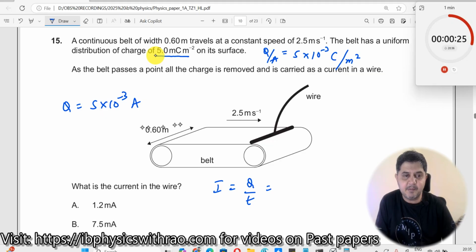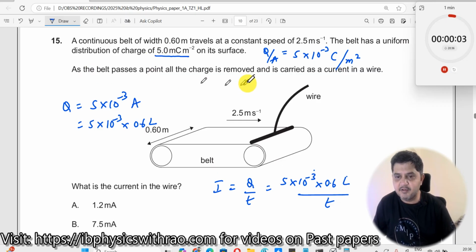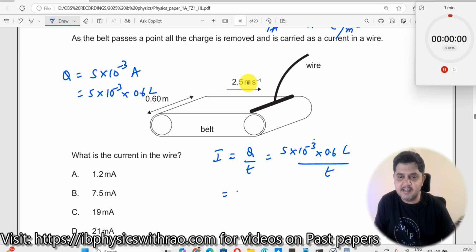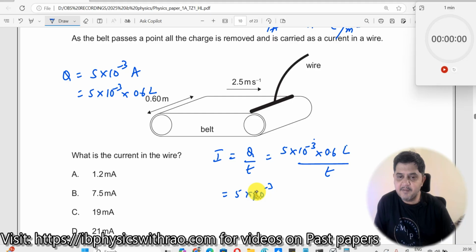This is 0.6, so I will write 5 into 10 power minus 3 multiplied by 0.6, rectangular, right? Therefore this length, I do not know what the length is, so I'll write L over here. So I will write 5 into 10 power minus 3 multiplied by 0.6 into L divided by T. What is L by T? L by T is velocity, which is 2.5. So 5 into 10 power minus 3 into 0.6.